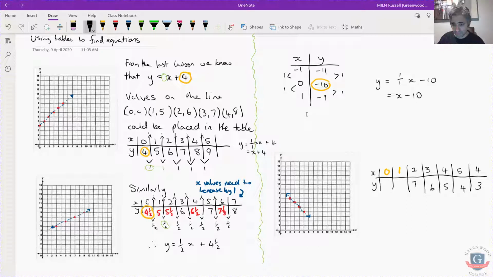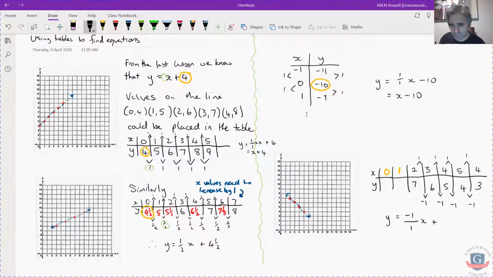Let's see, from 7 to 6 it's gone down by 1, from 6 to 5 it's gone down by 1, from 5 to 4 it's gone down by 1, from 4 to 3 it's gone down by 1, and x is increased by 1 each time. Okay, so y is equal to the rise, or in this case the fall, over the run, plus this value here when x is 0.